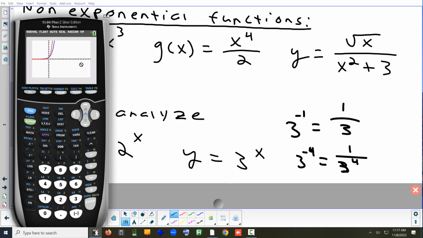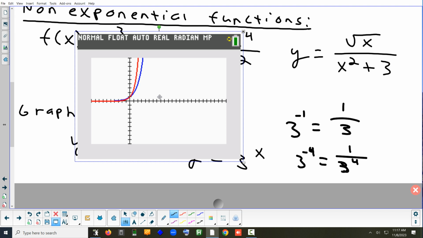What does it look like the difference is? The bigger the base, the more near it would be. What do you mean by steep? Yeah, it gets steeper. It goes up quicker. Once you get past the y-axis, that's when it starts to curve up very fast. So 3 to the x would curve up faster than 2 to the x.